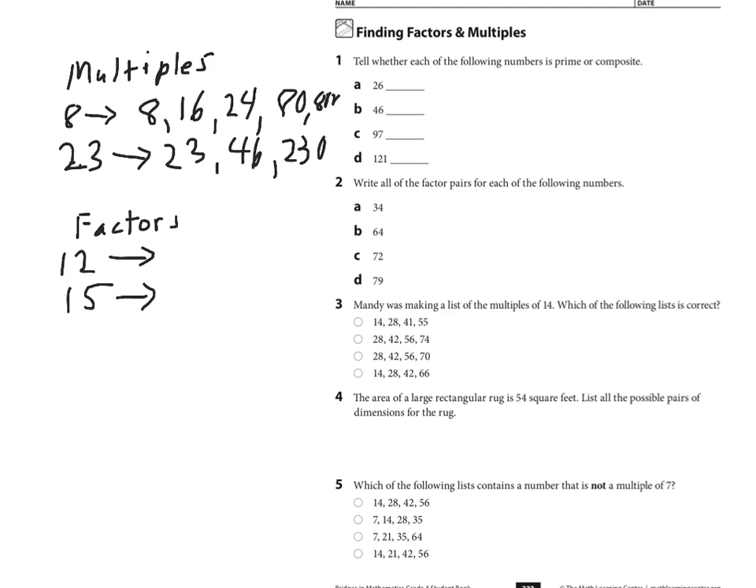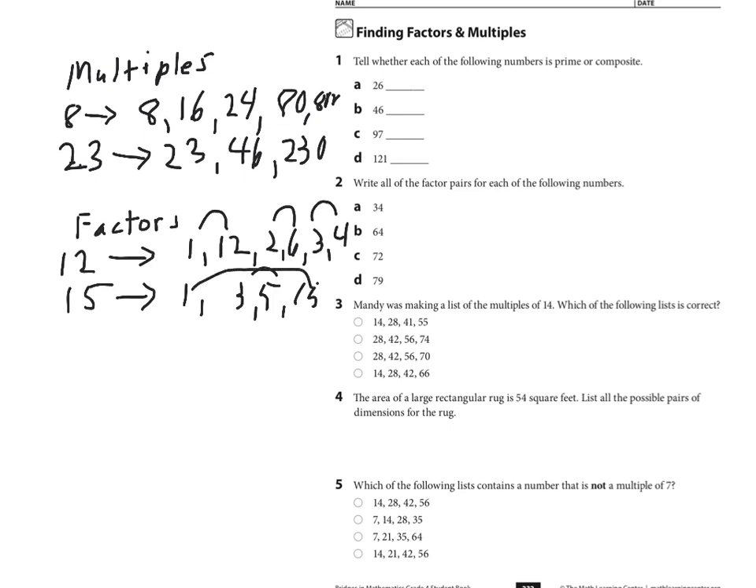And then factors is a little bit like the opposite. What numbers can you multiply to get 12? So for factors of 12, you'd have 1 and 12. You'd also have 2 and 6, and then 3 and 4, and we call those factor pairs because they go together. And for 15, you'd have 1, 3, 5, and 15. And there are your pairs.